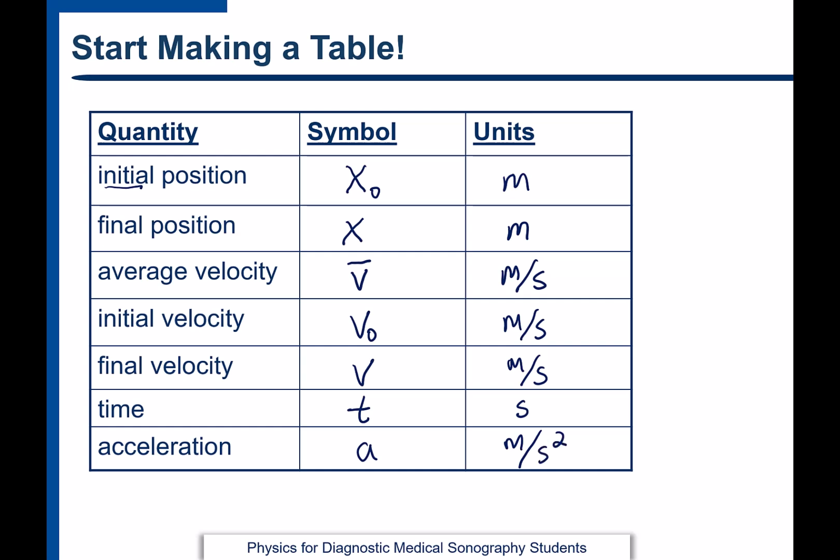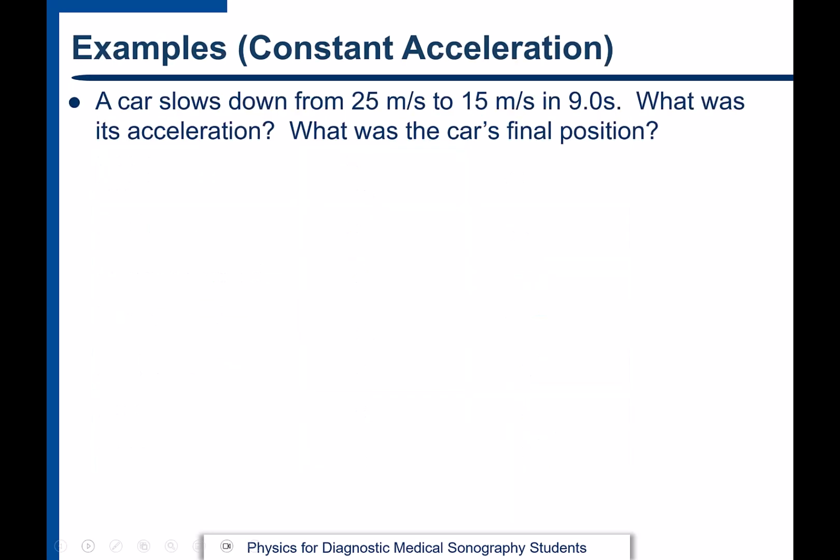So when you're given a word problem, you have to be able to translate the words to the correct symbol, and that's why it's important to make a table like this and keep track of it. Let's look at an example. A car slows down from 25 meters per second to 15 meters per second in 9 seconds. And we're asked to find the acceleration and the car's final position.